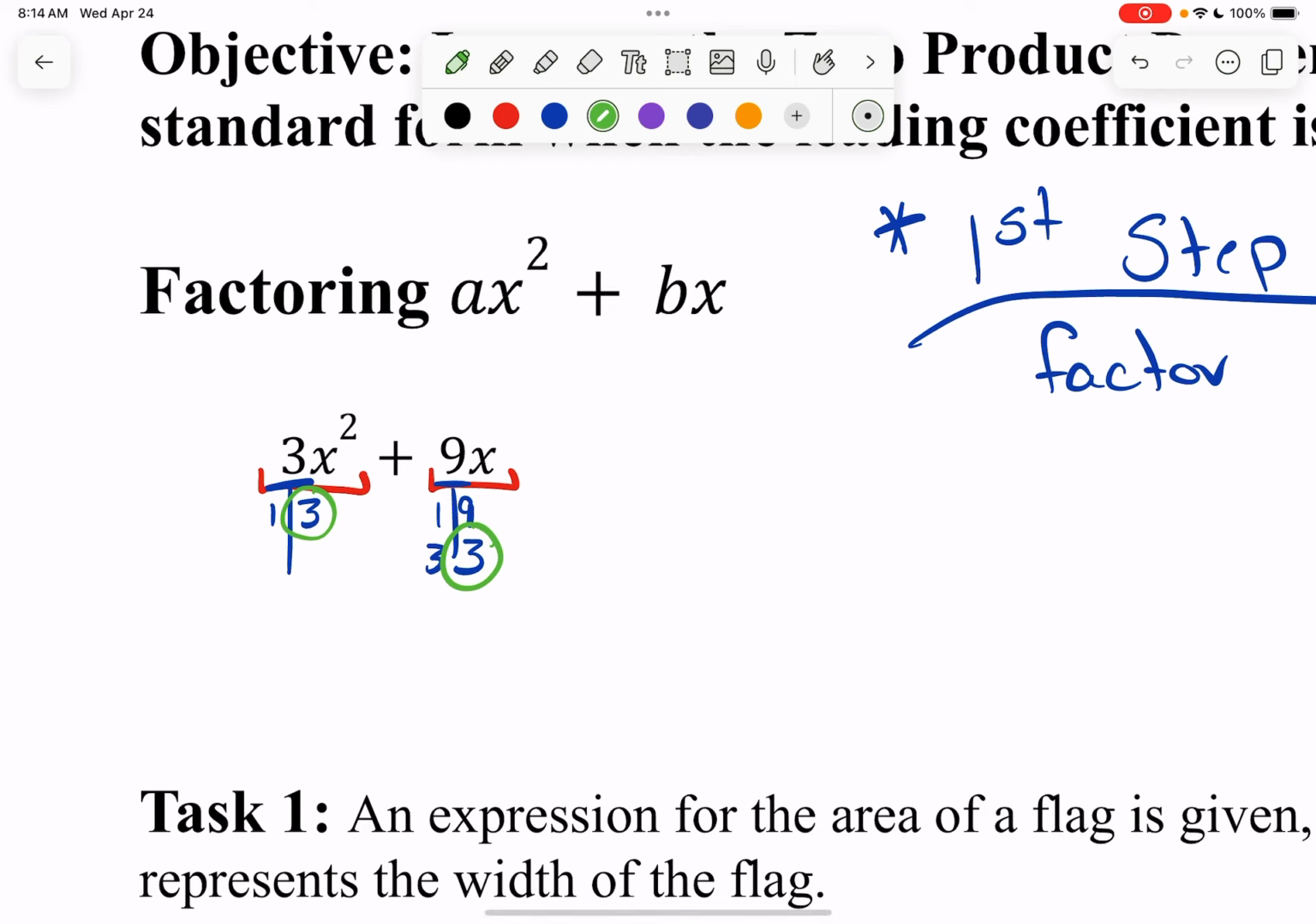Now, you don't necessarily have to do this t-chart each time. If I know my multiplication well enough, I can know that 3 is the largest factor in both. So 3 is a common factor, but then they also both have at least one x. This is x to the first, and that one's x to the second. The biggest x they have in common is just an x. So now I'm going to do the undistribute. So we're going to use the distributive property backwards.